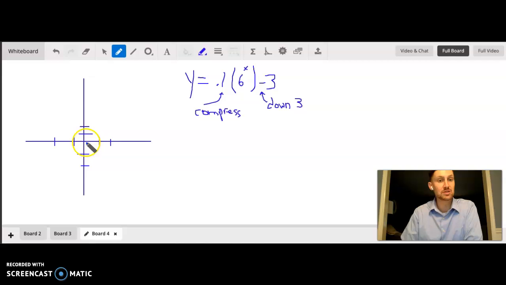Now, what does that mean? That means rather than having my x-axis be my asymptote, now the asymptote goes down to negative 3. Okay, so a negative 3 right in here.